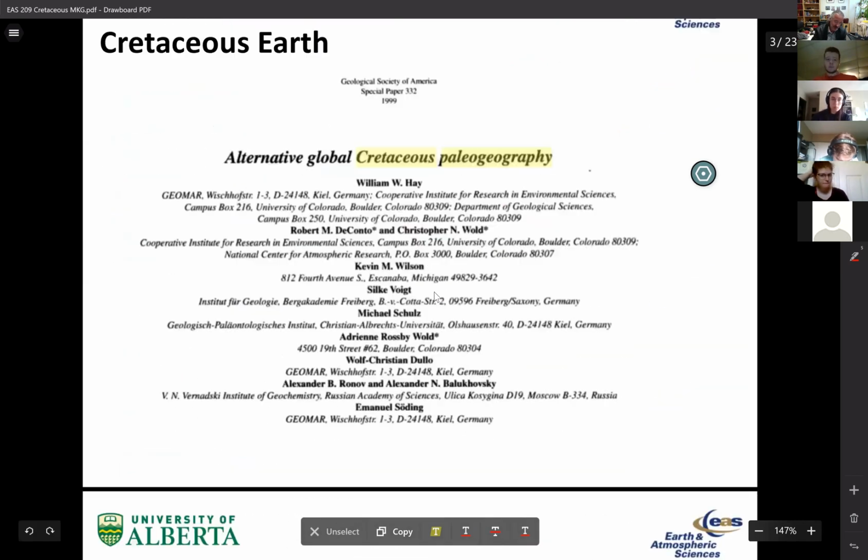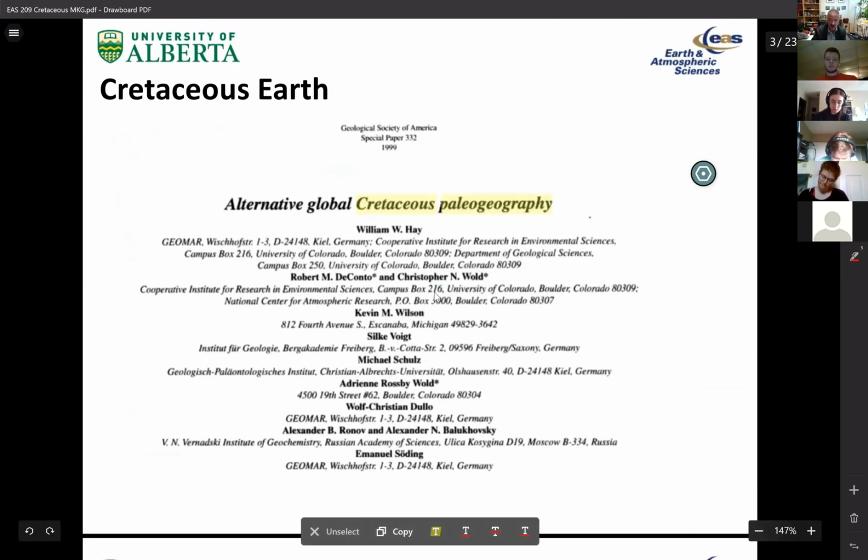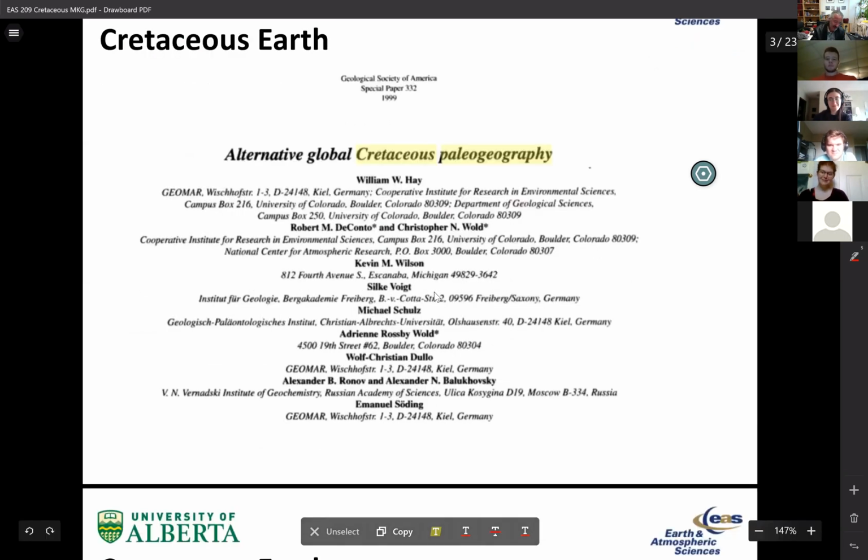Just a quick look at global Cretaceous paleogeography. This is kind of a cheat on my part. Rather than put in the reference, I just put the title of the paper and the authorship and its source. It's a little quicker when I'm putting a lecture together to do this. It's not great form, but it's not terrible. At least we're giving credit where credit's due.